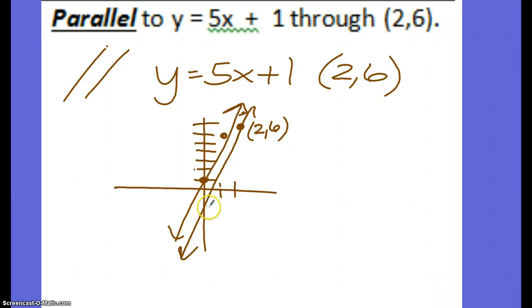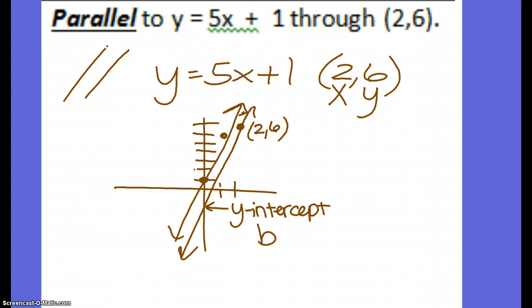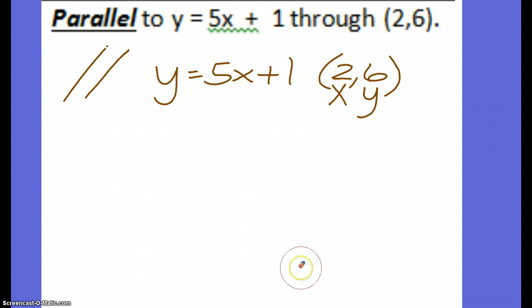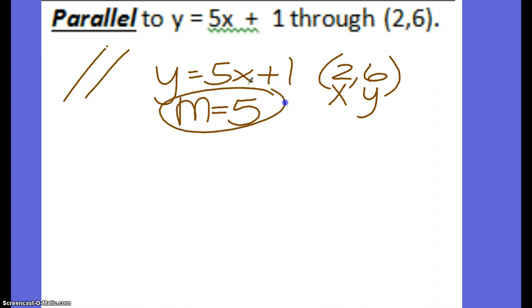What's different is the y-intercept. And we call that b. So what we're going to do is find a new b value. We're going to use x and y. And since we want parallel, we're going to use the same slope so that our line remains parallel. So m is going to be 5.